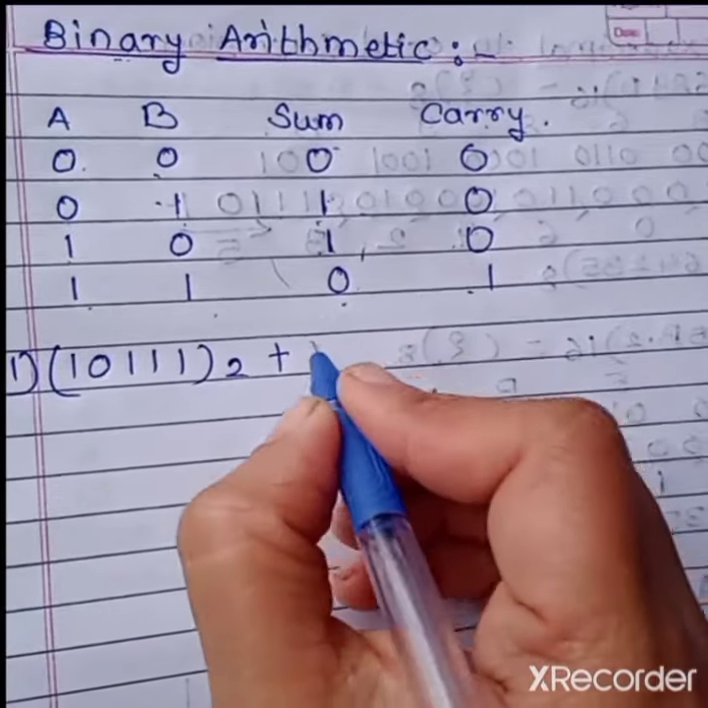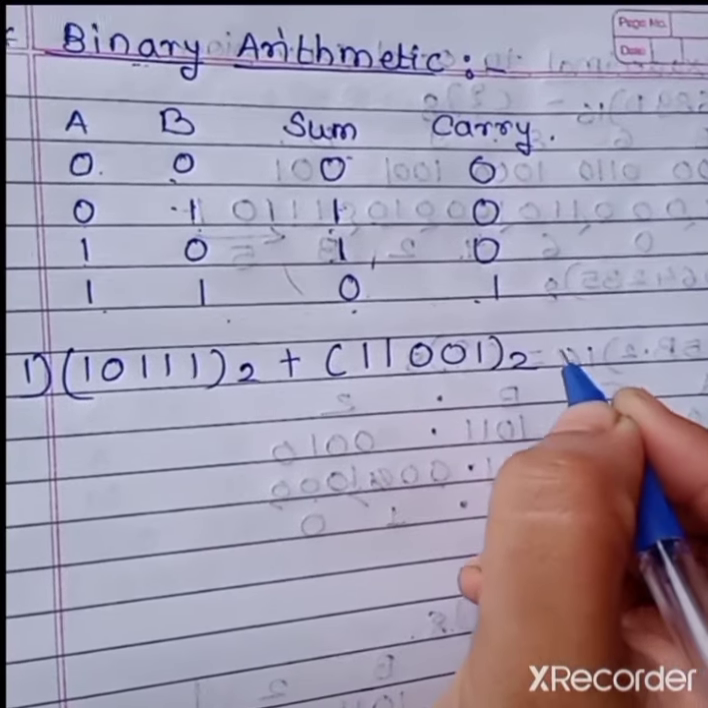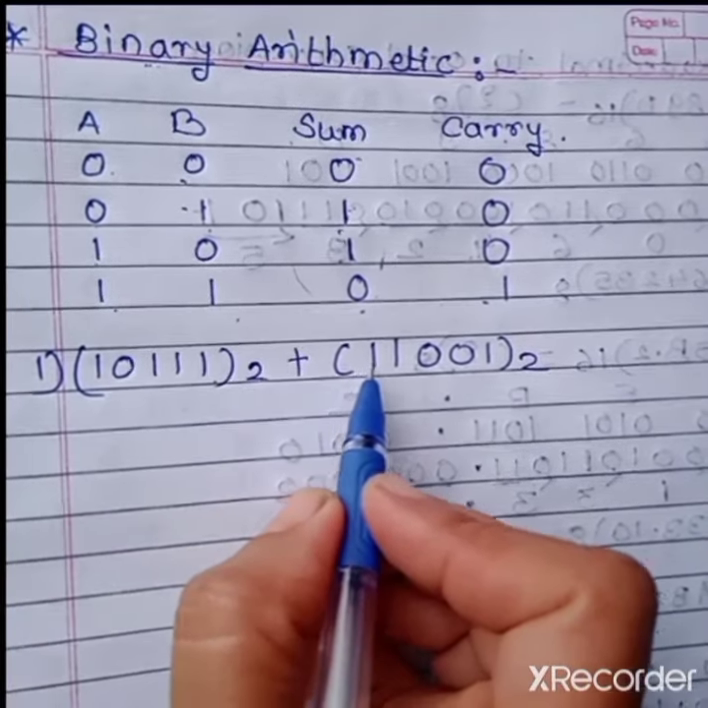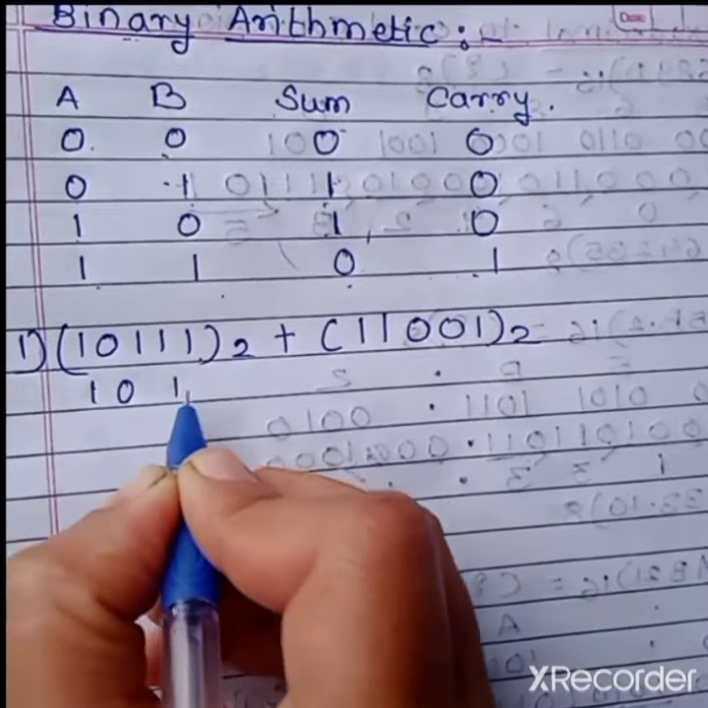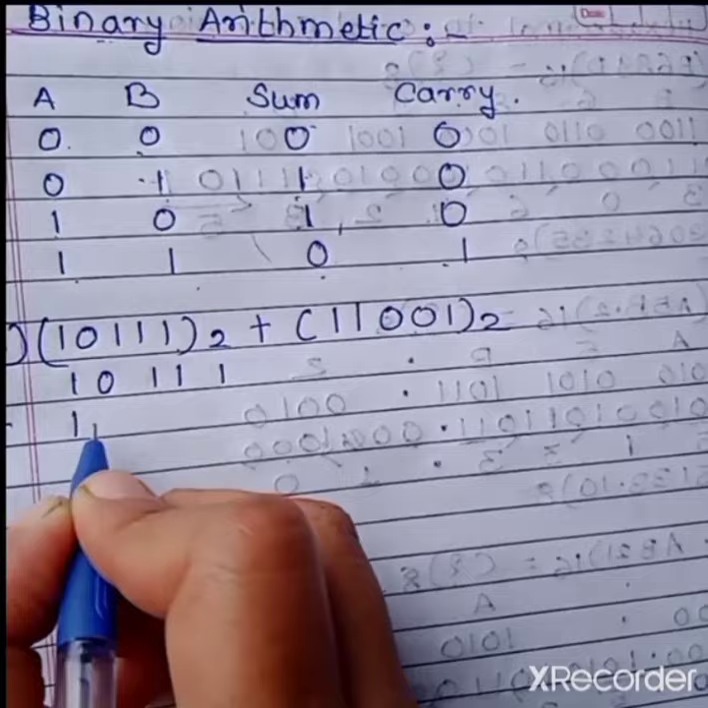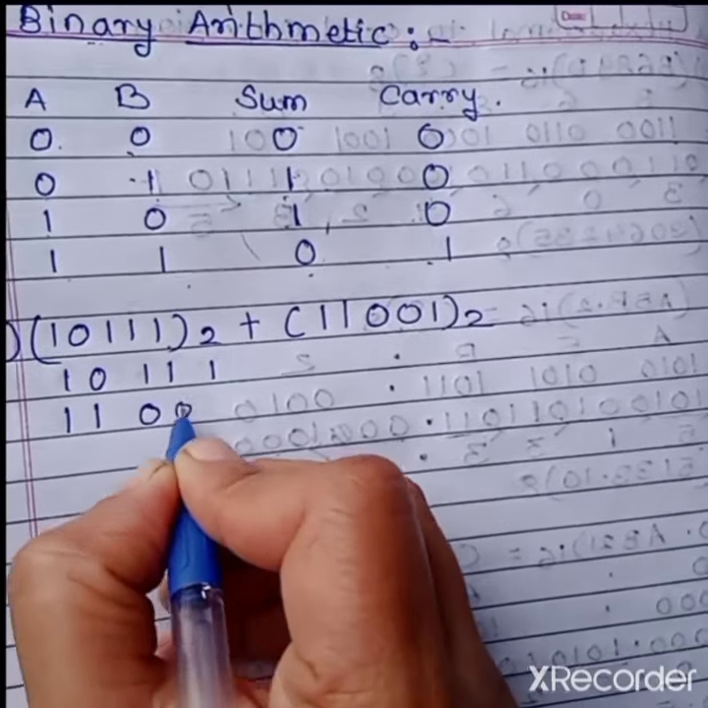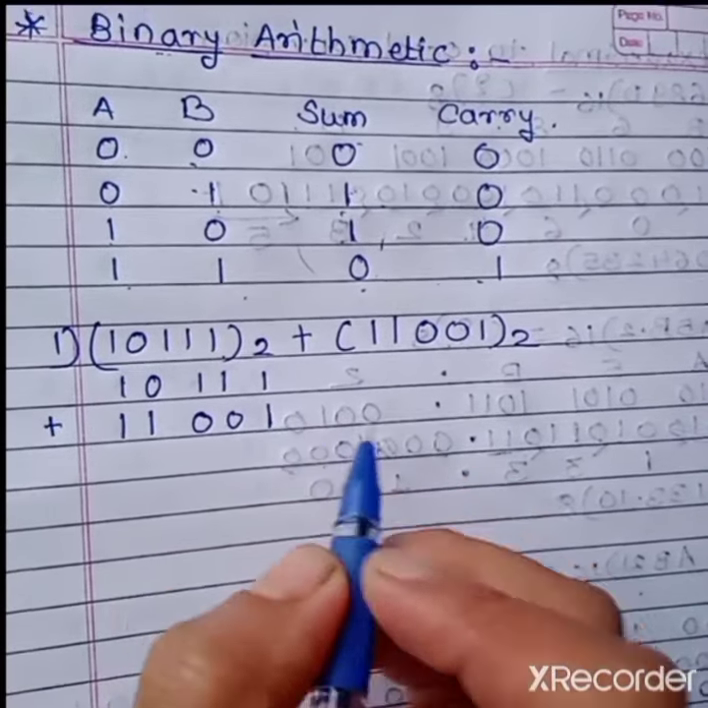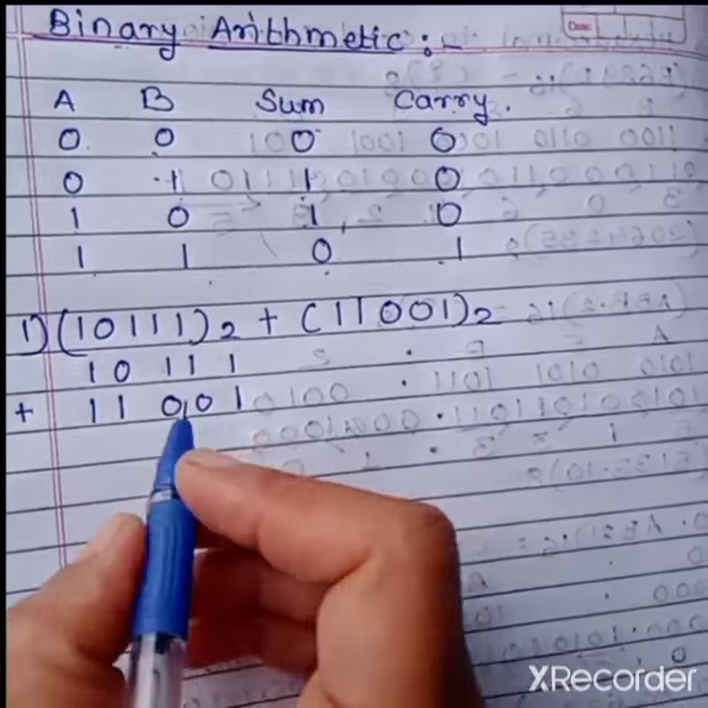We have to add this number into 11001 to the base 2. So these are the A bits and these are the B bits. We'll write these bits like this. We'll first write A and below that we'll write B. This is A, this is B, this is A, this is B, likewise.